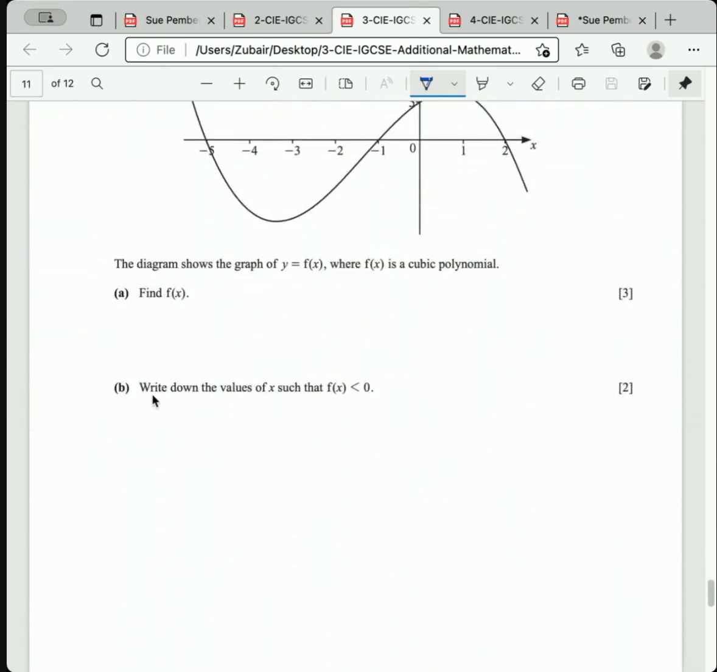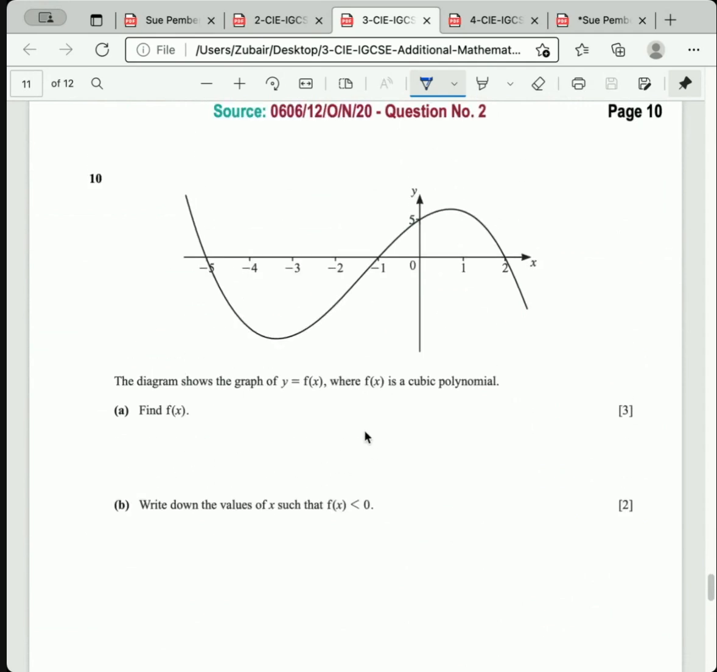Question 2b. Write down the values of x such that f of x is less than 0. So that's f of x, and this is the region where it is less than 0. And it is less than 0 when the value of x is more than -5 and less than -1. When the values are between these two, the graph is less than 0.